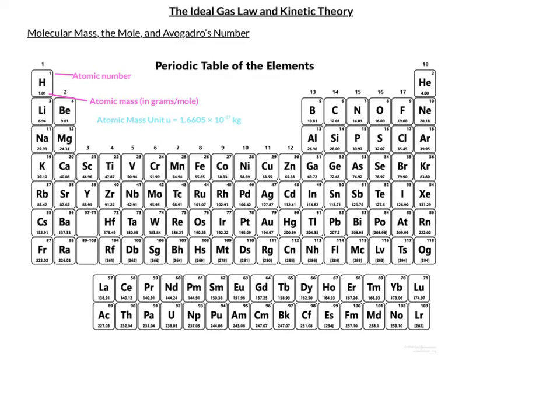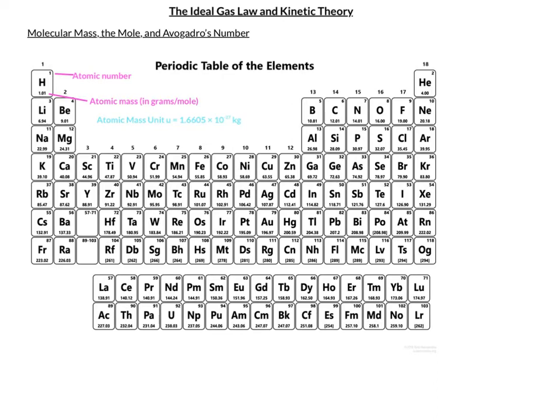An atomic mass unit, U, was derived to be this value, and it was derived so that it is 1/12 of the mass of carbon-12, which is the most abundant isotope of carbon. So this atomic mass unit was based on carbon, and since we're dividing this mass by 12, we essentially get roughly the mass of either a proton or a neutron in the nucleus of carbon.